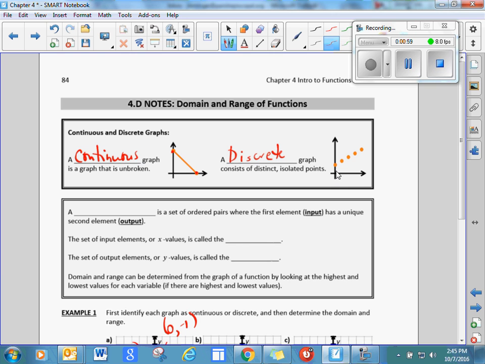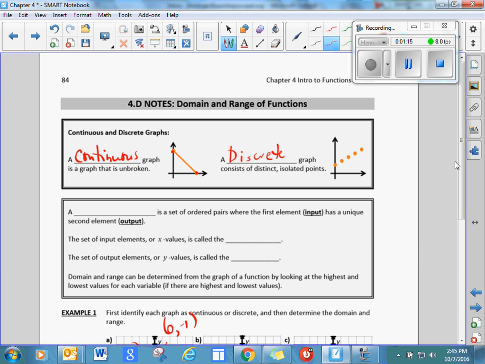If we were to try to connect this graph, we can't really connect it because there are points in between the 2 points that do not appear to be in our graph. This is called discrete. Now we need to talk about an actual definition of the word function.